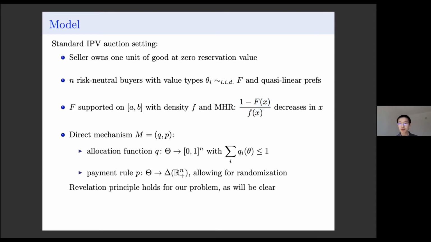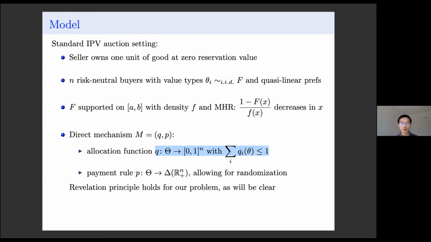For the ease of notation, I'm going to go directly to the direct mechanism setup. In this sense, I'm invoking a version of the revelation principle, which will be clear holds for our problem. So in the direct mechanism M, there are going to be two functions, Q and P, specifying the allocation as well as the payment. The allocation function Q is standard. It maps the type profile to the probabilities of allocating the object to each of the buyers, subject to the feasibility constraints.